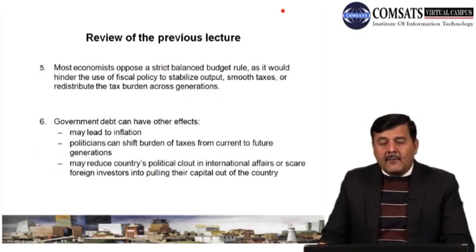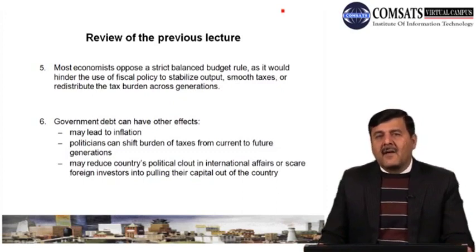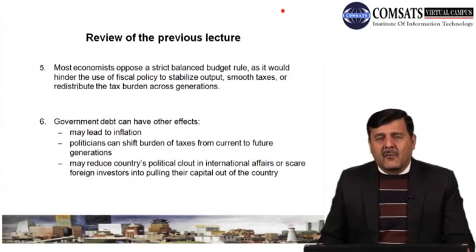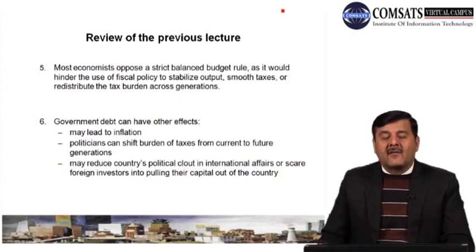Most economists, so we have discussed the debt in some other perspective also. पिछले लेक्चर पे हमने इस पे बात की थी. Most economists oppose a strict balanced budget. Strict balanced budget को वो oppose करते हैं, as it would hinder the use of fiscal policy to stabilize output, smooth taxes and redistribute the tax burden across the generations.